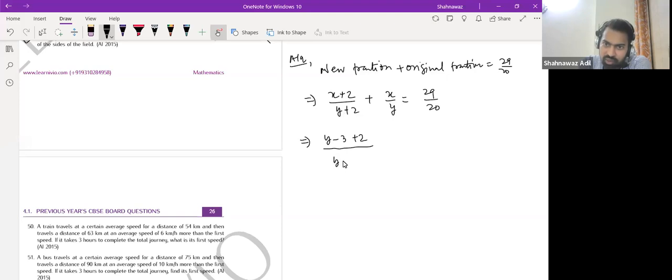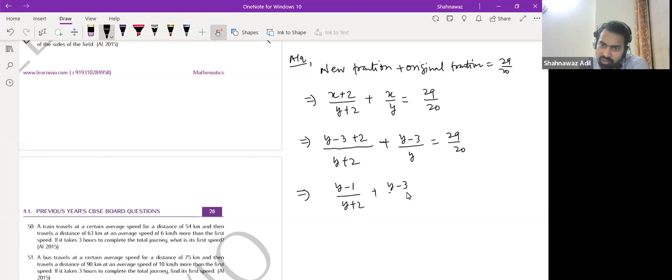This is y plus 2. This is y minus 3 and y. And this is 29 by 20. So then this is what? This is (y minus 1) by (y plus 2) plus (y minus 3) by y equals 29 by 20.